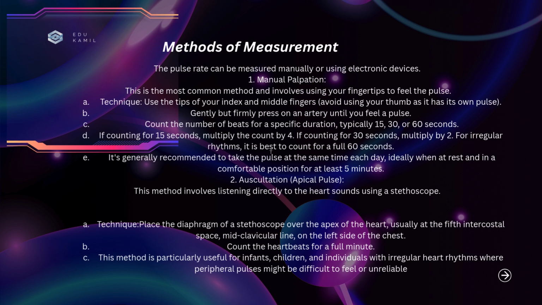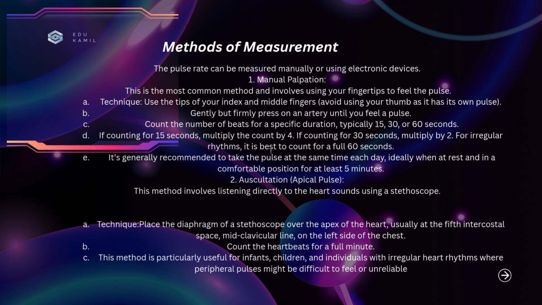If counting for 30 seconds, multiply by 2. For irregular rhythms, it is best to count for a full 60 seconds. E. It's generally recommended to take the pulse at the same time each day, ideally when at rest and in a comfortable position for at least 5 minutes.